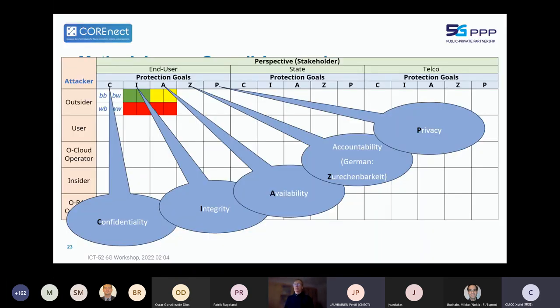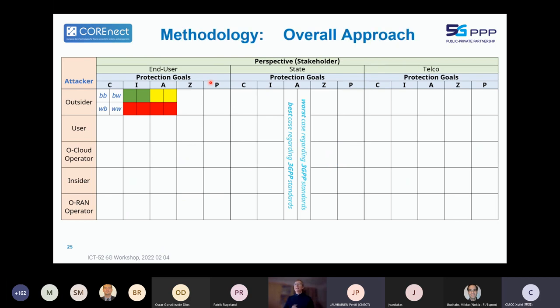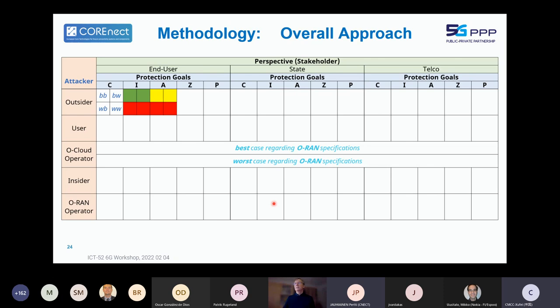That's nice. However, does that help in terms of trustworthiness? So we looked at this. We said, let's look at this in terms of whether an attacker was an outsider, a user, a cloud operator, an insider, or an ORAN provider. And we said, let's look at this in terms of the methodology, saying we have to look at confidentiality, integrity, availability, accountability, in German Zurechenbarkeit, and privacy. And if we look at it then, we have basically to look at best case and worst case. Best case meaning everything that is standardized in 3GPP is activated. Worst case, only the minimum set of encryption and trustworthiness is activated. And we looked at best case ORAN specification, worst case.